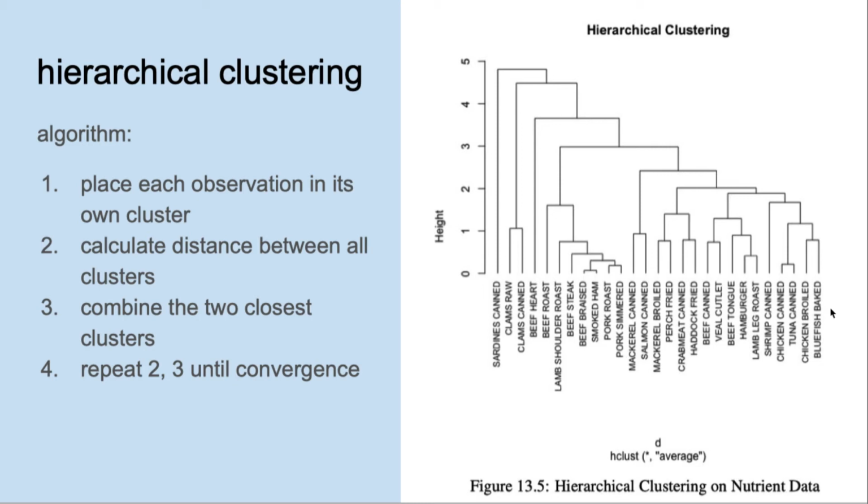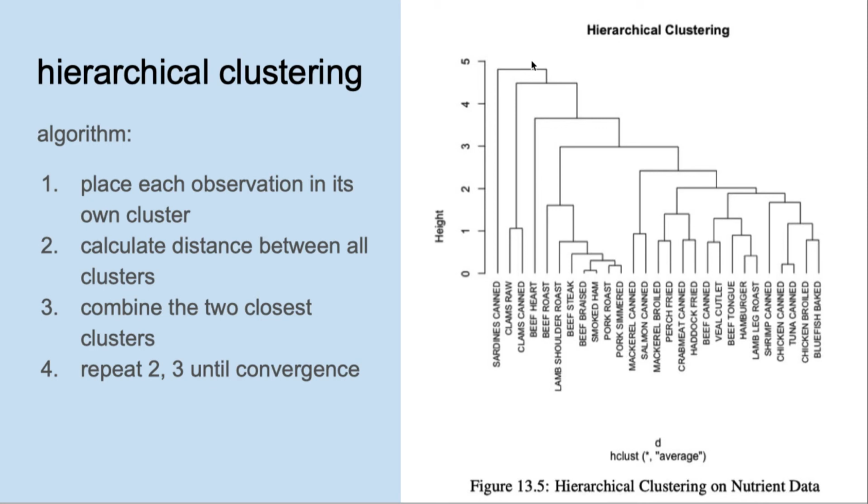Then the distance between all clusters is calculated, and the 2 closest clusters are combined. For example, these 2 are combined. Steps 2 and 3 are repeated until convergence, which in this case means that everything is in one big cluster. In calculating the distance between clusters, there are different ways to do that, called linkage.